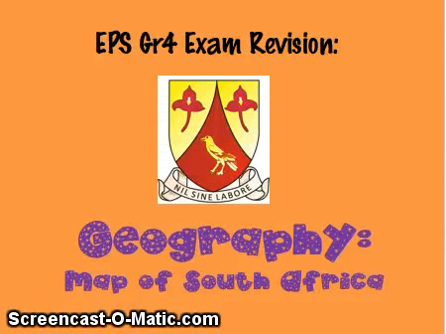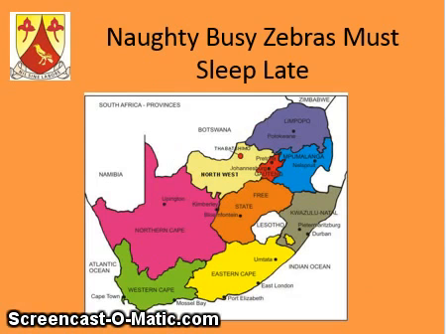Right, geography, and we are looking at the map of South Africa. Now, you need to know what your neighboring countries are, okay, and from left to right, they go around the map: Namibia, Botswana, Zimbabwe, Mozambique, Swaziland, and Lesotho. Lesotho is quite special because it's completely landlocked. It's completely inside of South Africa. Swaziland shares a border with South Africa and also with Mozambique.